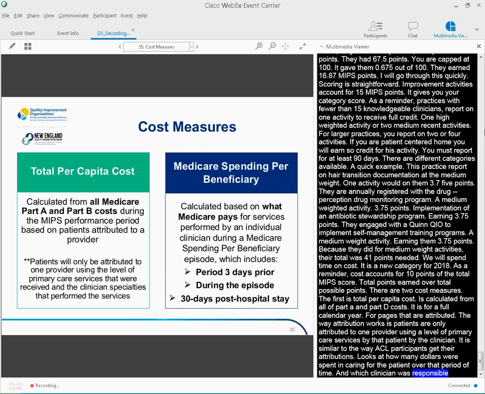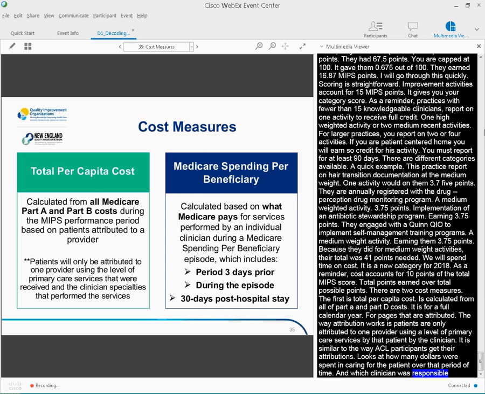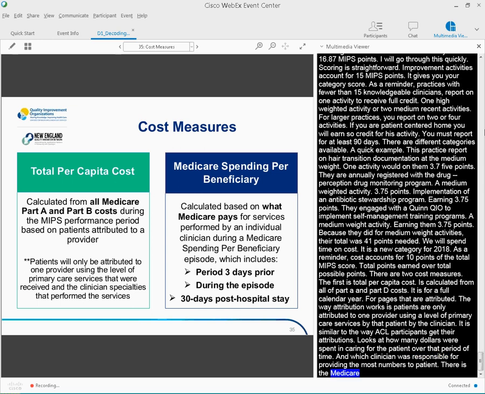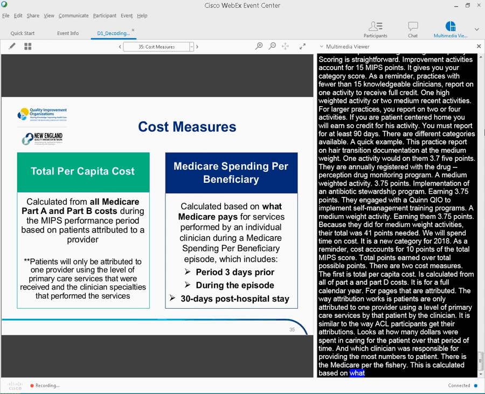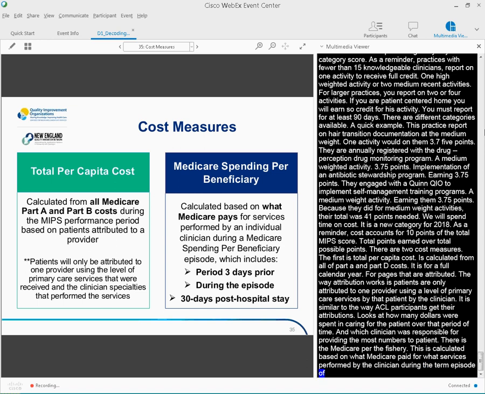Similar to that, there's also the Medicare spending per beneficiary. This is calculated based on what Medicare pays for services performed by an individual clinician during that Medicare beneficiary's total episode of care. And a total episode of care is considered to be 3 days prior to whatever the encounter was, during that episode, so during their hospitalization, and then 30 days post-hospital stay.